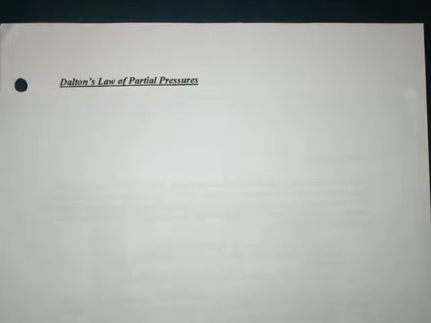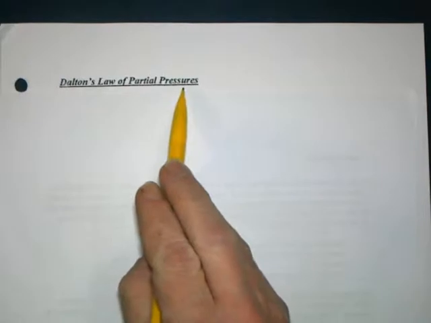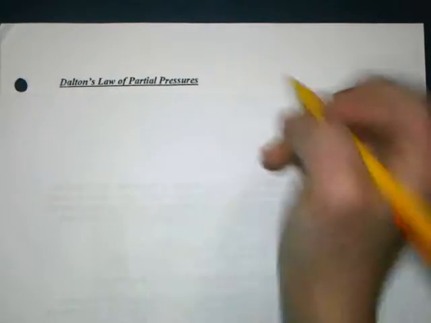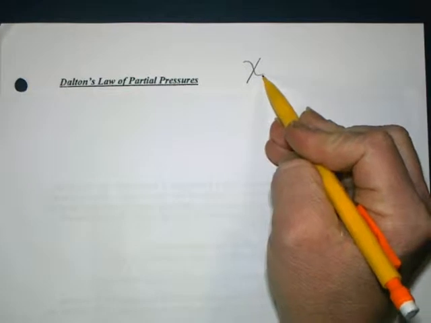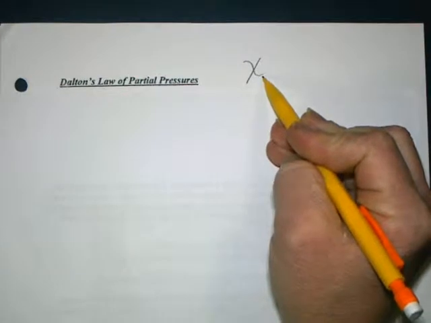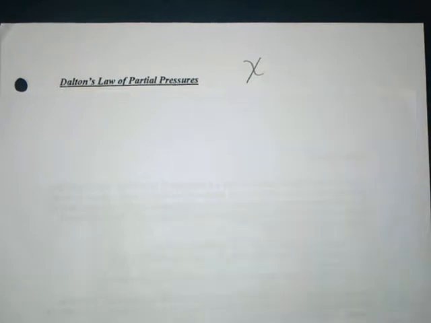Hello, my students. This is a brief walkthrough talking about Dalton's law of partial pressures and presents a new concentration expression. It's really a concentration ratio, if you will. This is mole fraction, so we will get to that in just a moment.